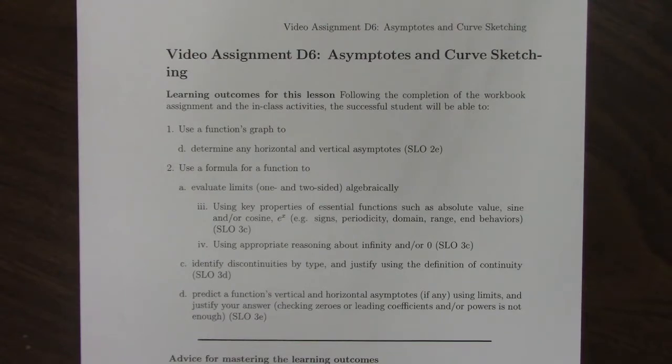For example, sine's periodicity, domain, range, and behaviors, using appropriate reasoning about infinity and/or zero, identify discontinuities by type and justify them using the definition of continuity, predict a function's vertical and horizontal asymptotes, if any, using limits, and justify your answers. Checking zeros or leading coefficients is not enough.